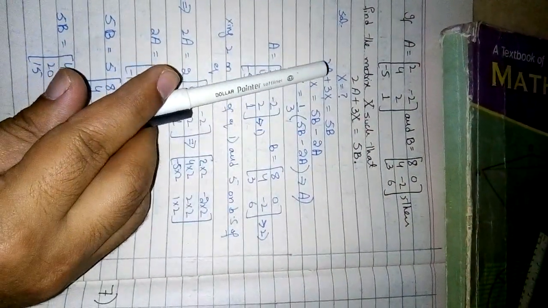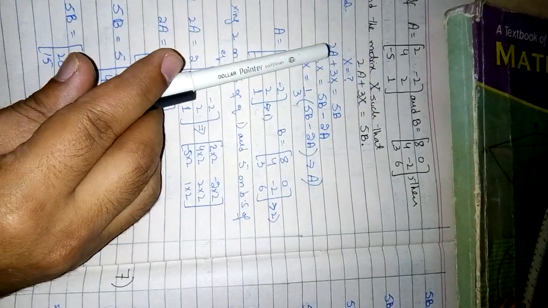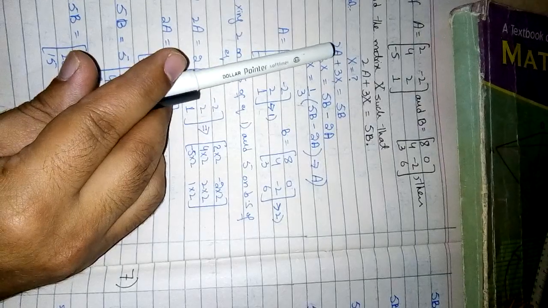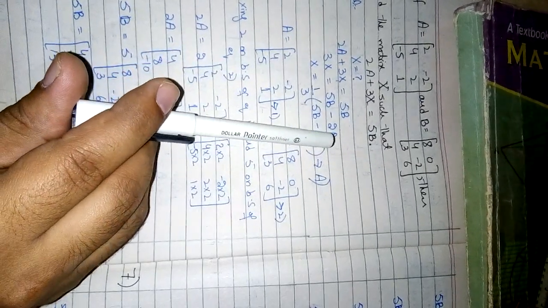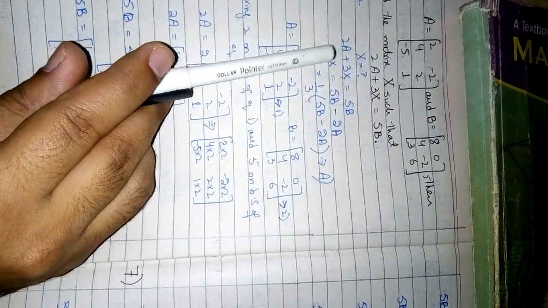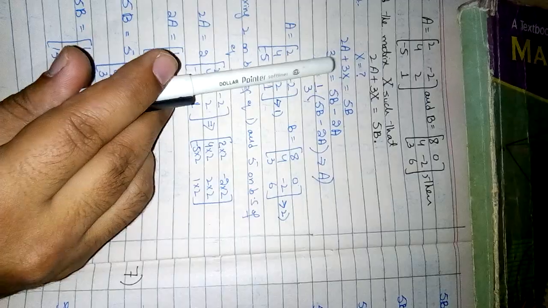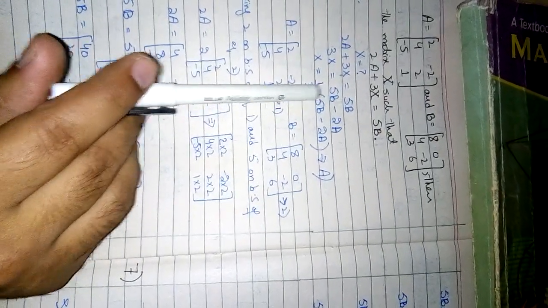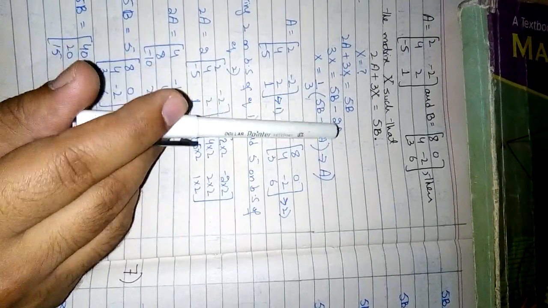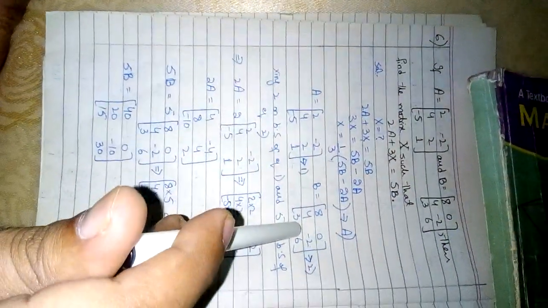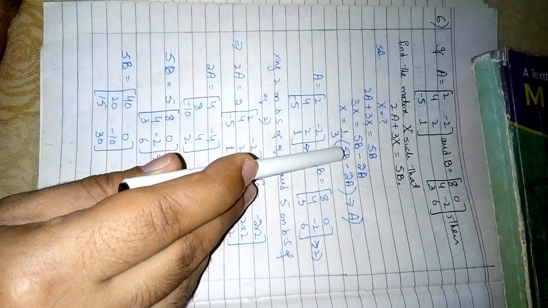For this I will shift this 2A from the left hand side to the right hand side. This is positive 2A; when I shift it, it becomes negative 2A. And we have to find X, not 3X. So this 3 is multiplied here with X. If we shift it to the right hand side, it will be in divisible form, 1 by 3, and here we have 5B minus 2A. So we have matrix A and matrix B. I will name them as equation 1 and 2. So we have to find 5B and 2A.